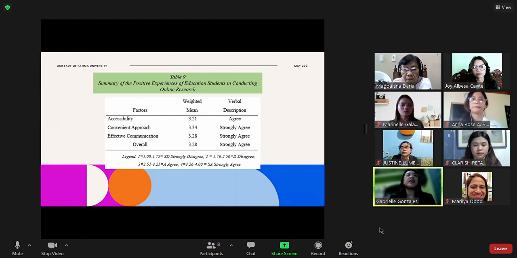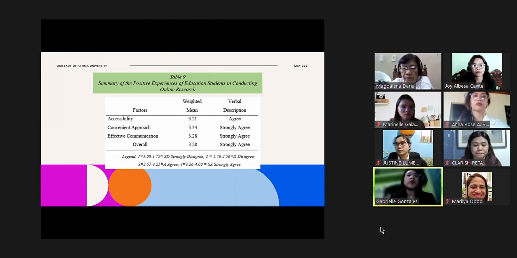In table 9, the summary of the positive experiences of education students in conducting online research. In the factor accessibility, the weighted mean is 3.21, and the verbal description is agree. In the factor convenient approach, the weighted mean is 3.34, strongly agree. In the factor effective communication, the weighted mean is 3.28, strongly agree.